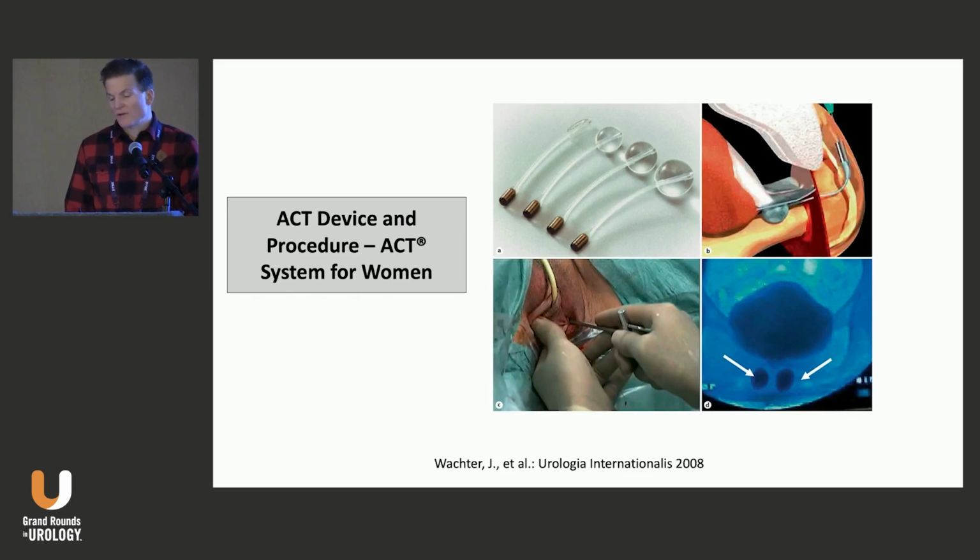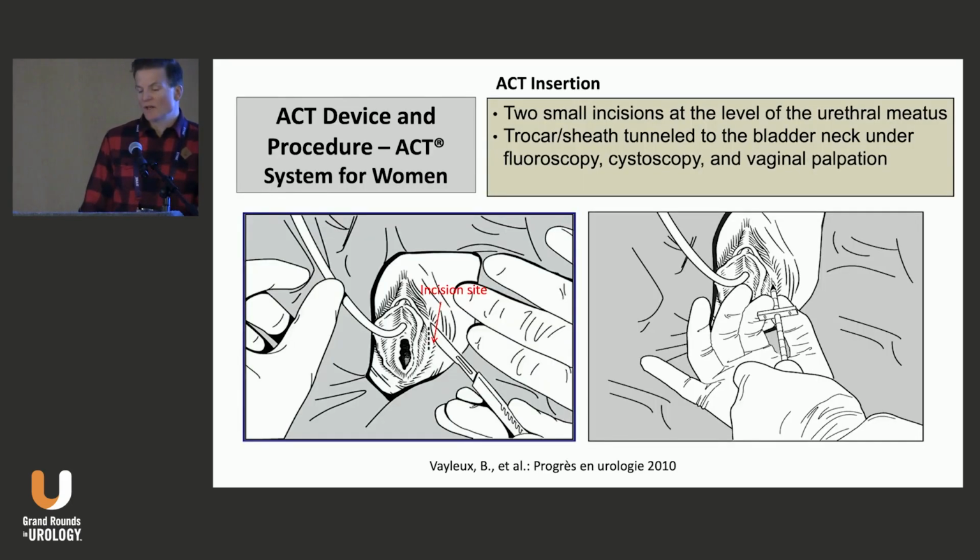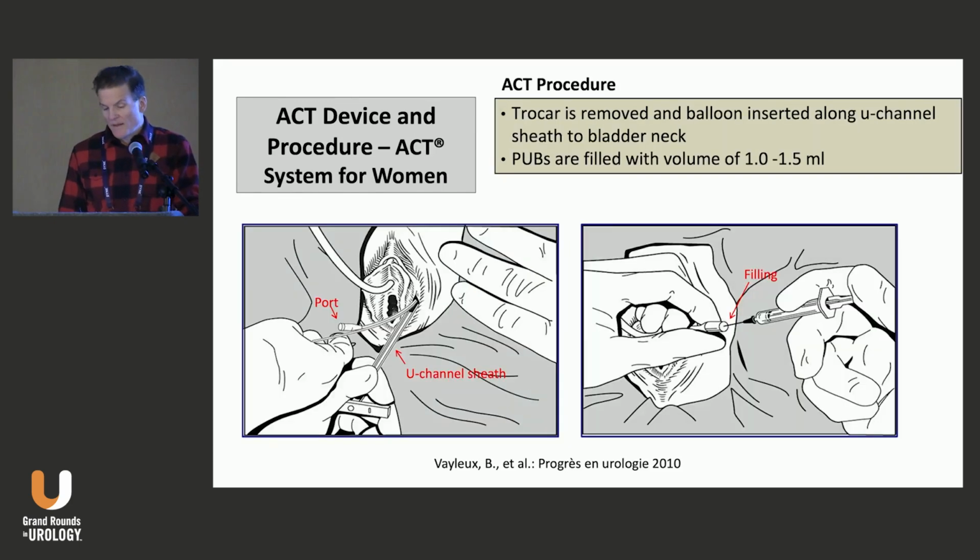And then here's some pictures of the procedure. So think of this like a TVT, but you're not going transvaginal. You're going translabial, okay? And you're going to tunnel the trocar into place. And you can see the incision here right at the level of the urethral meatus, right between the labia minora, labia majora. And then the tunneler goes in and gets tunneled to the bladder neck.